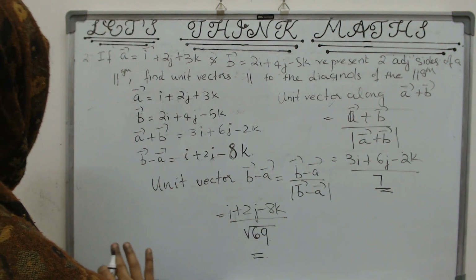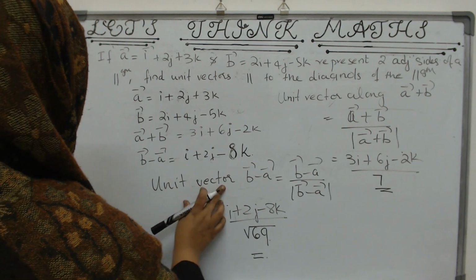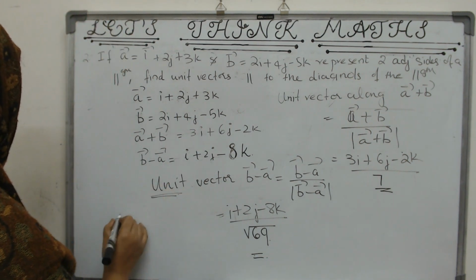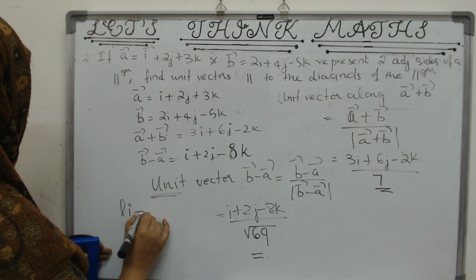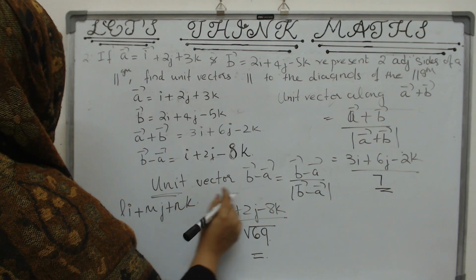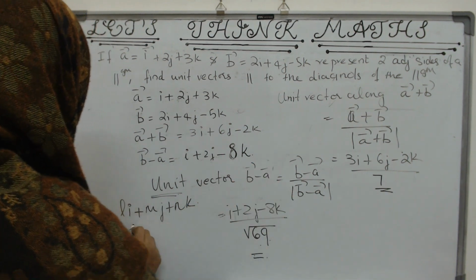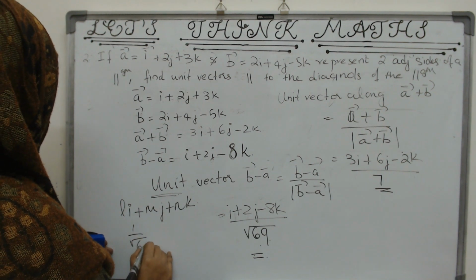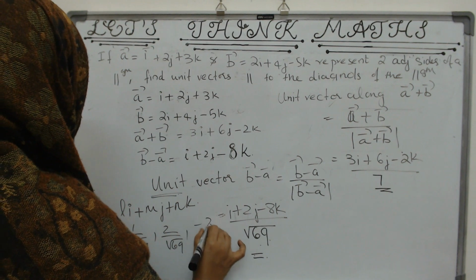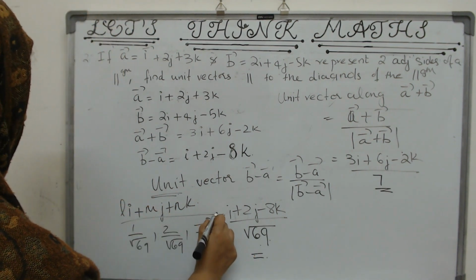Now, without making any calculations, can you find the direction cosines of this? What was the formula? Any unit vector is actually li plus mj plus nk. So the direction cosines of B minus A would be 1 by square root of 69. These will be the direction cosines.